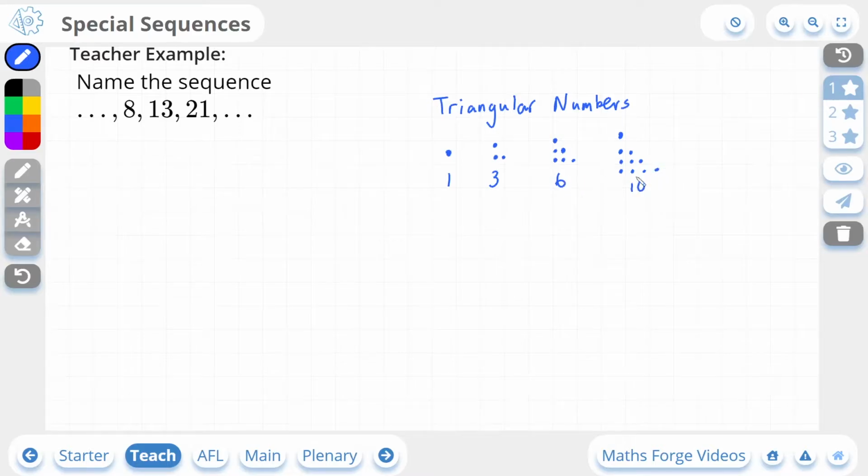So if you're dealing with triangular numbers and they're pretty large, here's how you can identify them. From one triangular number to the next, the term-to-term rule increases by 1 each time. So to go from 1 to 3, we add 2. To go from 3 to 6, we add 3. And to go from 6 to 10, we add 4. As you can see, the term-to-term rule is changing by +1 each time. And this is how you can identify that you're dealing with the triangular numbers.